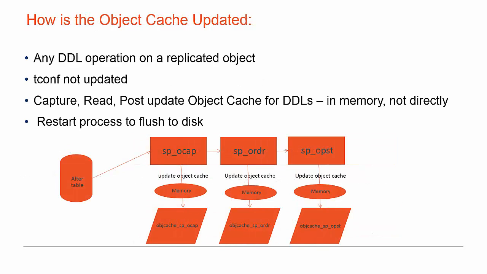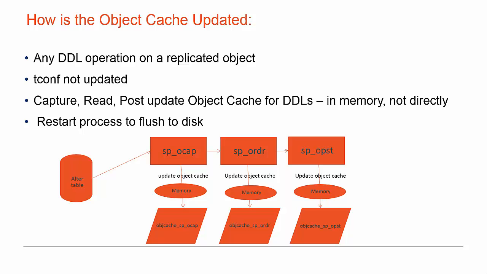Besides a new activation, the object cache file needs to be updated whenever SharePlex receives a DDL operation on a replicated object. This typically is an alter table operation. Since activation does not need to use the object cache, it only creates it, and it does not update its own object cache. However, capture, read, and post do need to update their respective object cache files with the new DDLs.